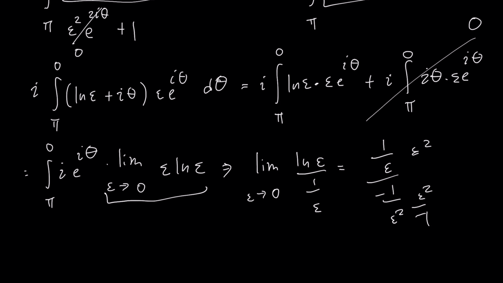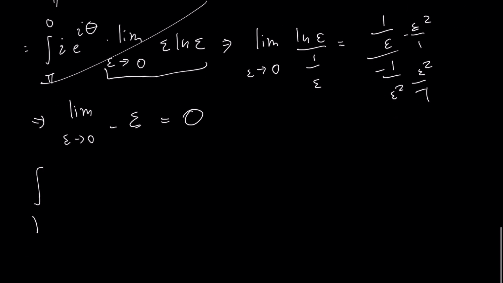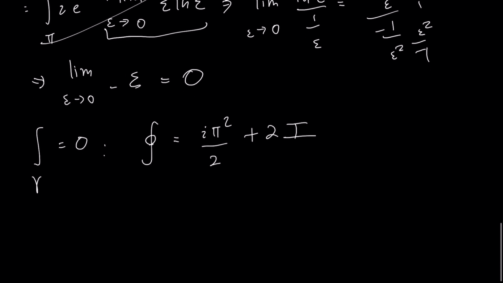We can use L'Hopital's rule to have 1 over epsilon over minus 1 over epsilon squared. And this will become the limit as epsilon approaches 0 of minus epsilon, but that clearly goes to 0. So if this is 0, then this entire thing is 0. So that means that the integral of the small loop is equal to 0. So that means we have the integral over a contour is i pi squared over 2 plus 2i. So now we just have to evaluate this contour integral.